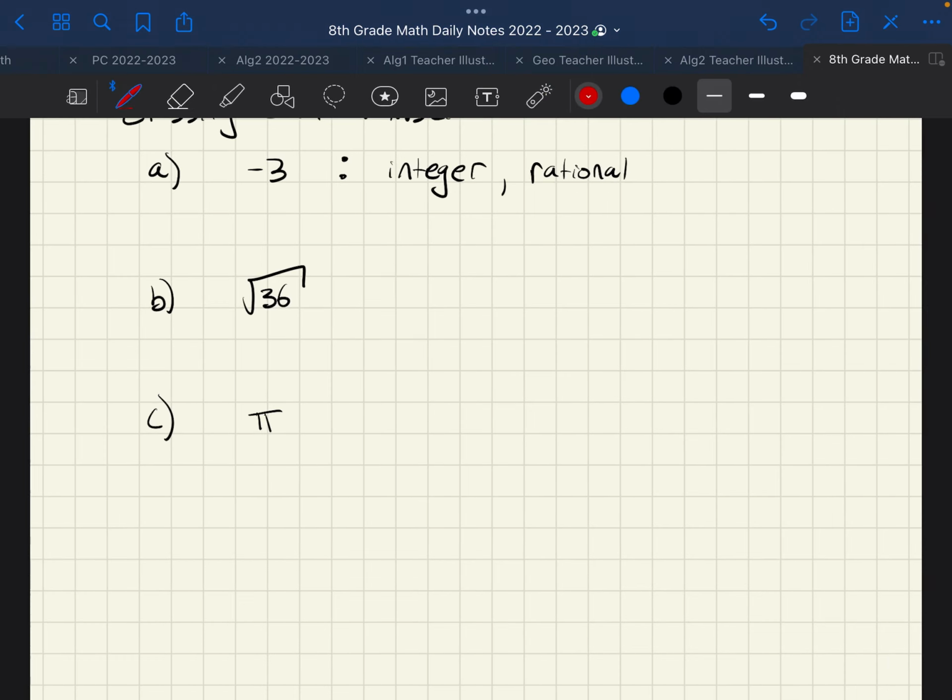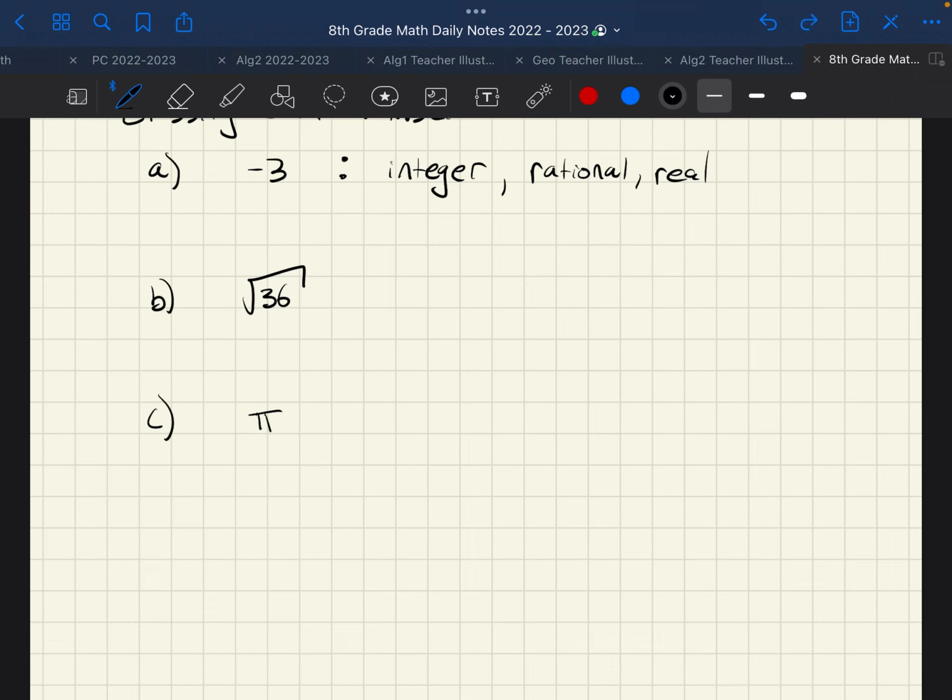So technically it's also real, but again, it's really silly to call them reals because you don't even know what imaginary numbers look like. But it is technically a real. I'm being technically correct, and this is what the book and the test and everything is going to be expecting of you guys. All right, what about the square root of 36?